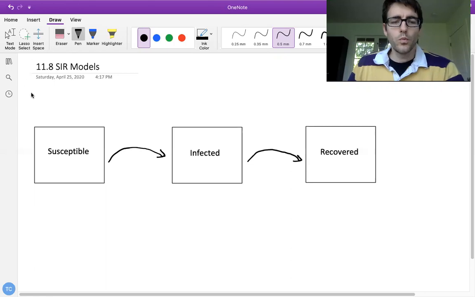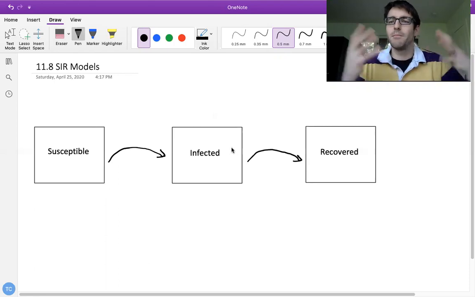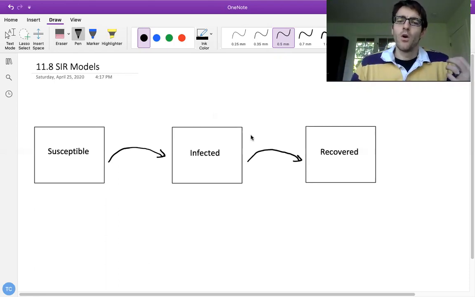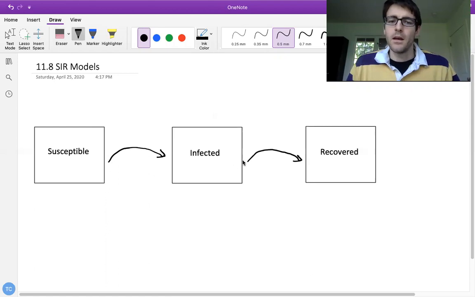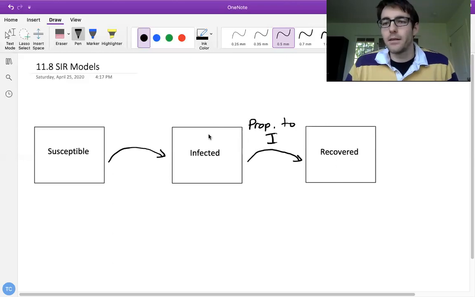So to set up a differential equation, we need to talk about the rate of change now of each of these three groups. And all of the change that's happening is people going from one group to the next group. So we need to come up with some idea for what this rate of change looks like. How quickly are people going from infected to recovered? And for this SIR model, we're going to say that this looks proportional to the number of people who are currently infected.